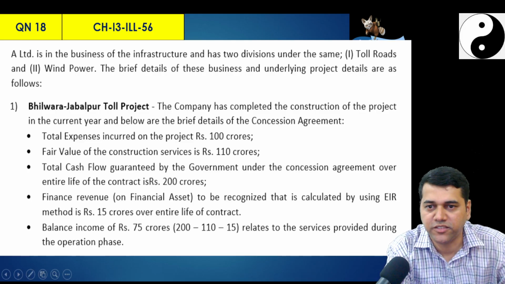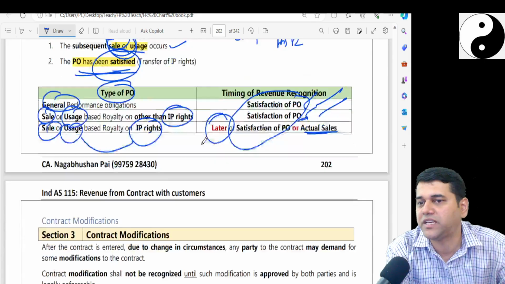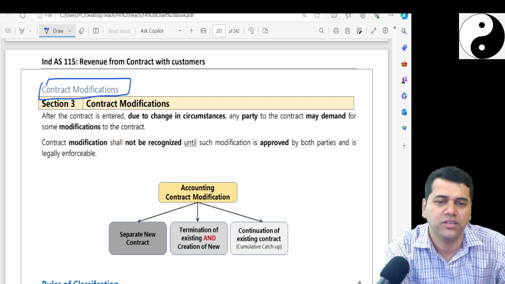Okay, so next aspect. We are done here with all the special aspects. I hope you are clear. So the next aspect will be the contract modification. It's a very small aspect.